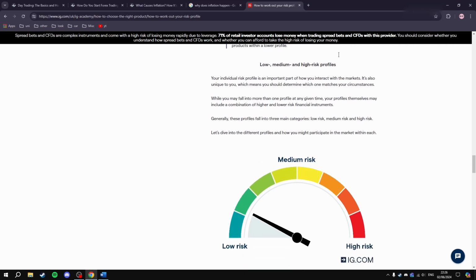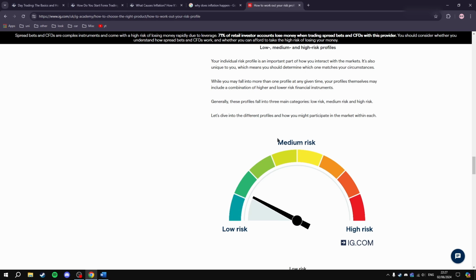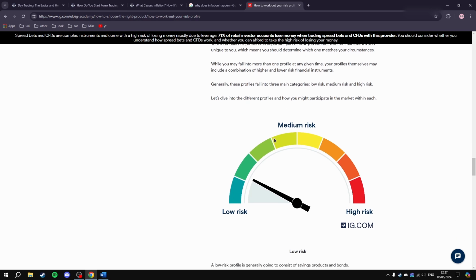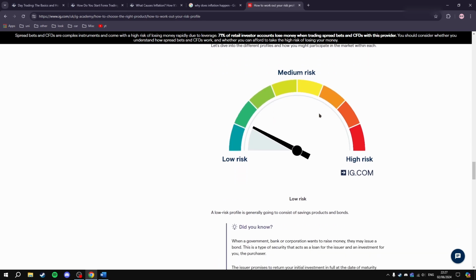Low, medium, and high risk profiles. Your individual risk profile is an important part of how you interact with the markets. It's also unique to you, which means you should determine which one matches your circumstances. While you may fall into more than one profile at any given time, your profiles themselves may include a combination of higher and lower risk financial instruments. Generally, these profiles fall into three main categories: low risk, medium risk, and high risk. Let's dive into the different profiles and how you might participate in the market within each.